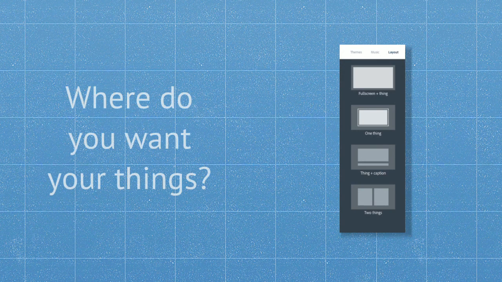Now you need to decide how you want your content to be laid out on your slide. This is also pretty simple because you have four options. You just have to decide where you want your things to go.